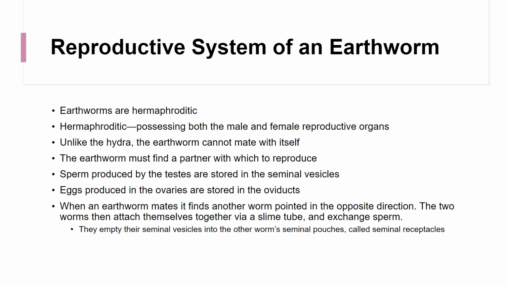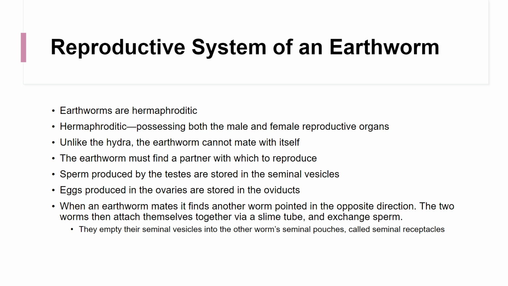Earthworms are also hermaphroditic, like the hydra we've looked at before. They possess both male and female reproductive organs, but they cannot mate with themselves. That's different than what the hydra can do. It can mate with itself. So earthworms actually have to find a partner with which to reproduce. So they have to essentially find a partner to perform sexual reproduction with, even though they contain both parts needed for sexual reproduction. They're going to produce sperm in an area similar to the testes, and that is called the seminal vesicles. And then their eggs are produced in a structure very similar to ovaries, and that's going to be in the oviduct.